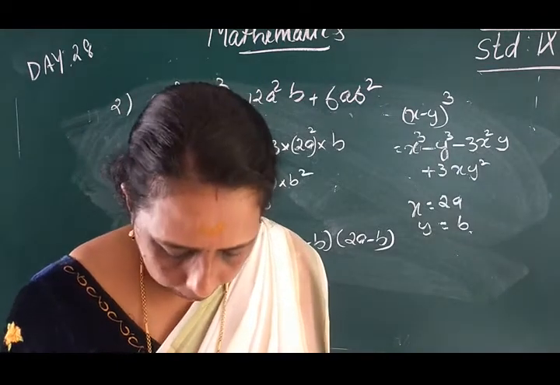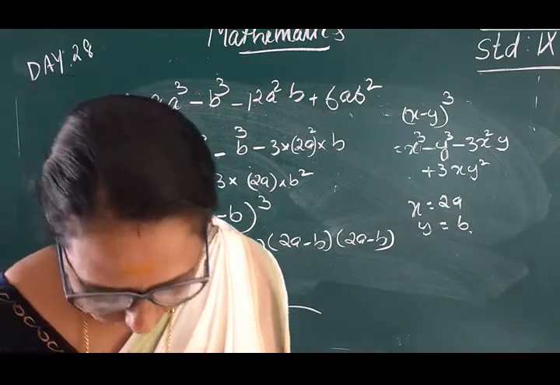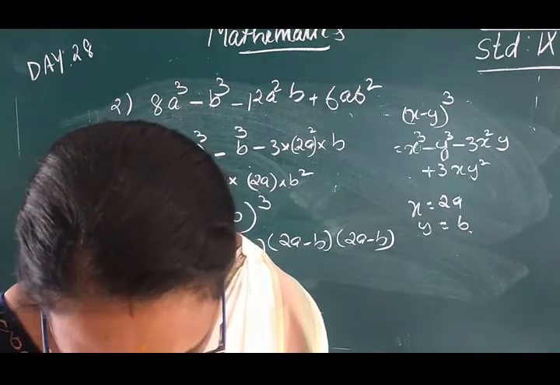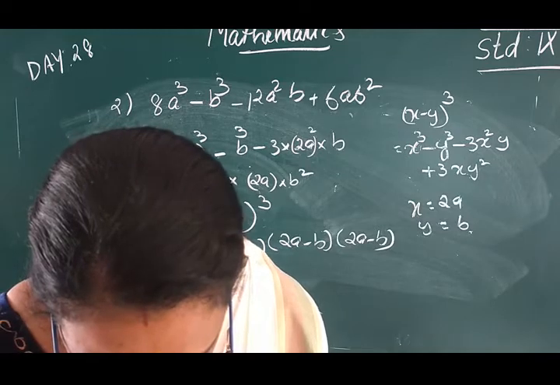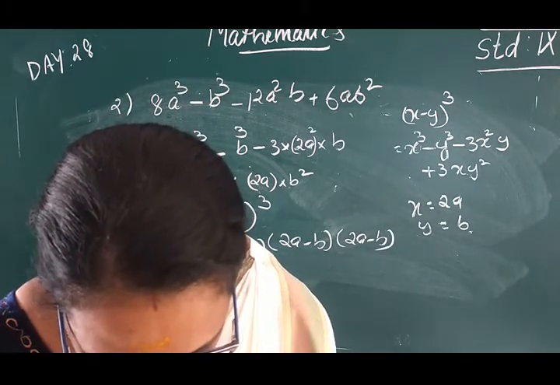This way you have to write the factors of the given expression. Here the third and fourth questions are homework. Third and fourth are homework. Write them on the back side of your notebook. Then the fifth question.